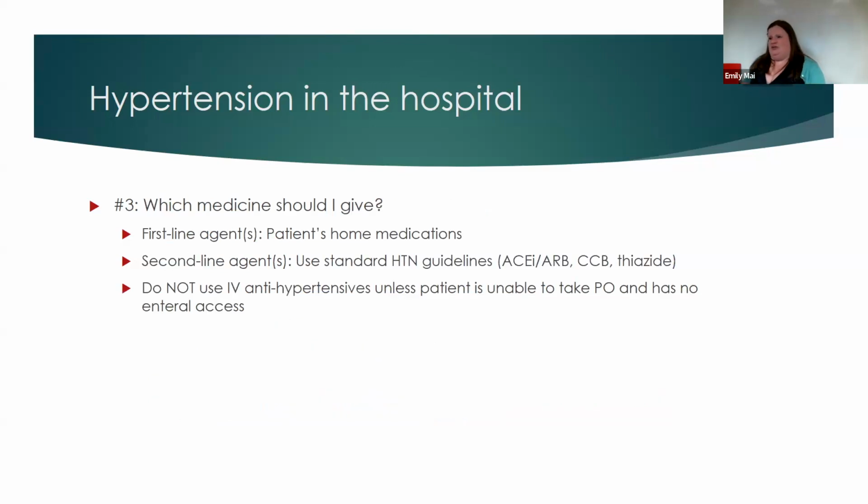So then if you have to pick a new med, which med should I get? First agent would be home meds. But then if you have to pick one, you would just use your standard hypertension guidelines. There's no real reason to do Hydral or Labetalol, especially the IV forms, just because they're here and easy. If they're asymptomatic, there is no rush to lower the blood pressure, other than avoiding calls from nursing. And then don't use IV unless you absolutely cannot give them PO or they have zero enteral access. It's really the only time to use IV for an asymptomatic patient.